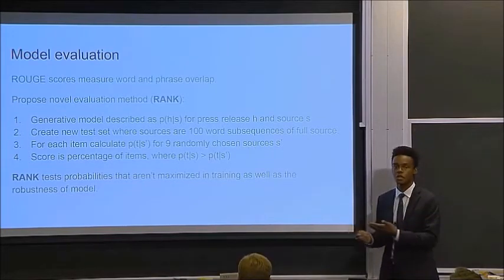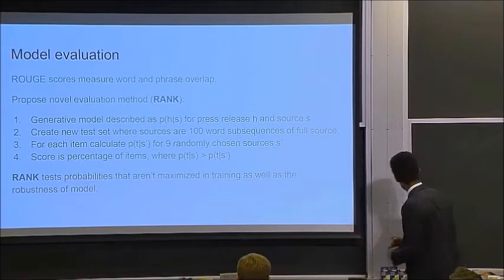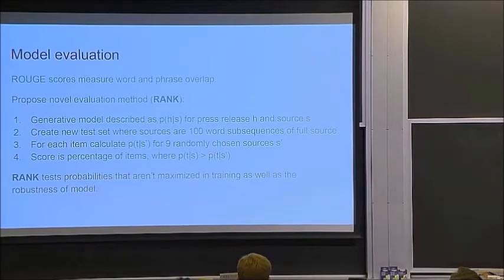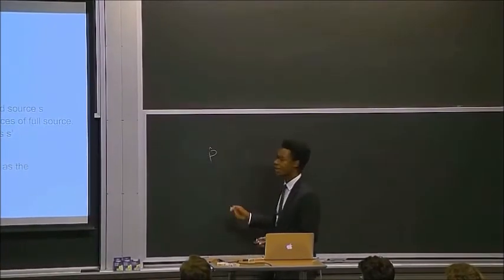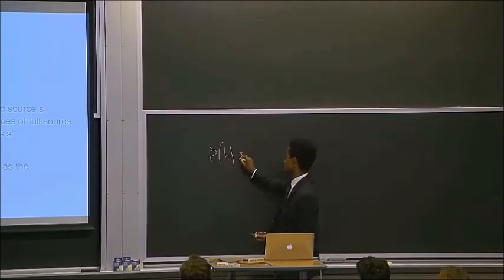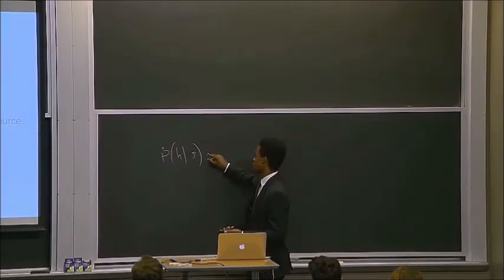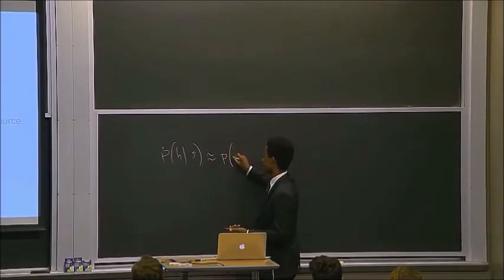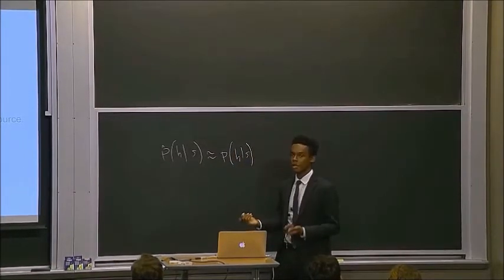And so in this case, we propose a novel evaluation method called rank. And so I'm going to use the board for this. So essentially, our models can be described as a probability distribution p hat that gives a probability of a certain press release given a source S. And so the goal of our model is to make this equal to the ground truth probability P. So this is what it is in reality. And we can make certain assumptions about P.